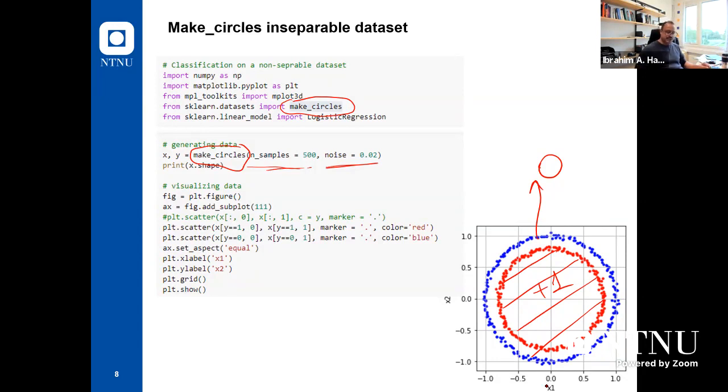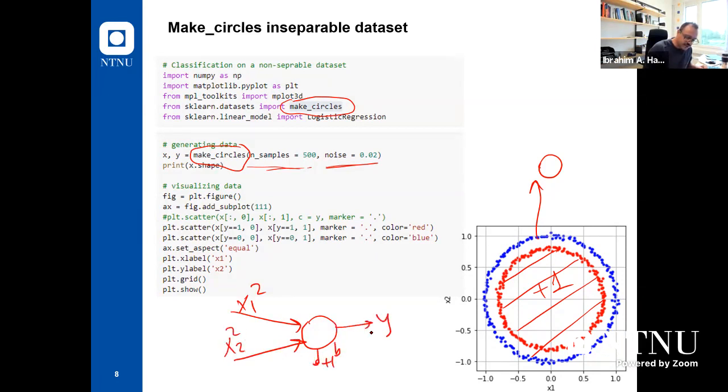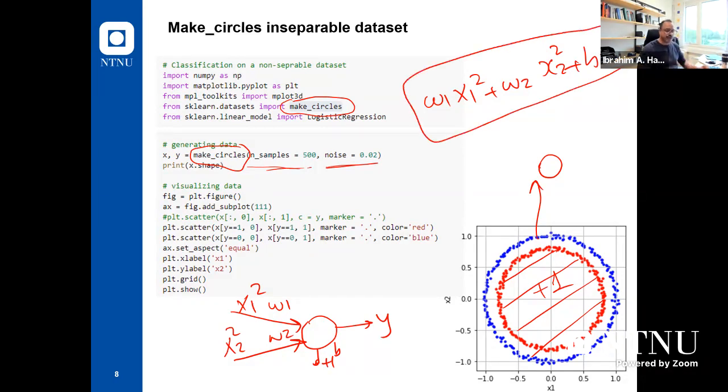So instead of using x1 and x2, we can use x1 squared and x2 squared, right? In fact, I can use a perceptron, and this perceptron will have two inputs: instead of x1, it will be x1 squared, and instead of x2, it will be x2 squared. We have here a bias and the output. This is omega 1, and this is omega 2. So the decision line here will be omega 1 times x1 squared plus omega 2 times x2 squared plus b equals 0. This is the equation of a circle, in fact. So now if we can find omega 1, omega 2, and b, we can draw this circle, right?